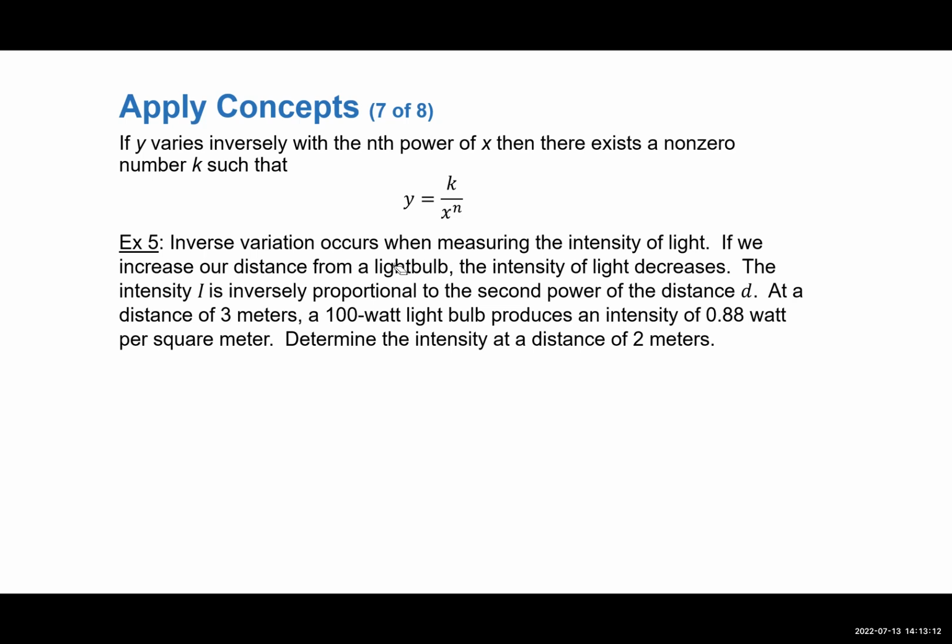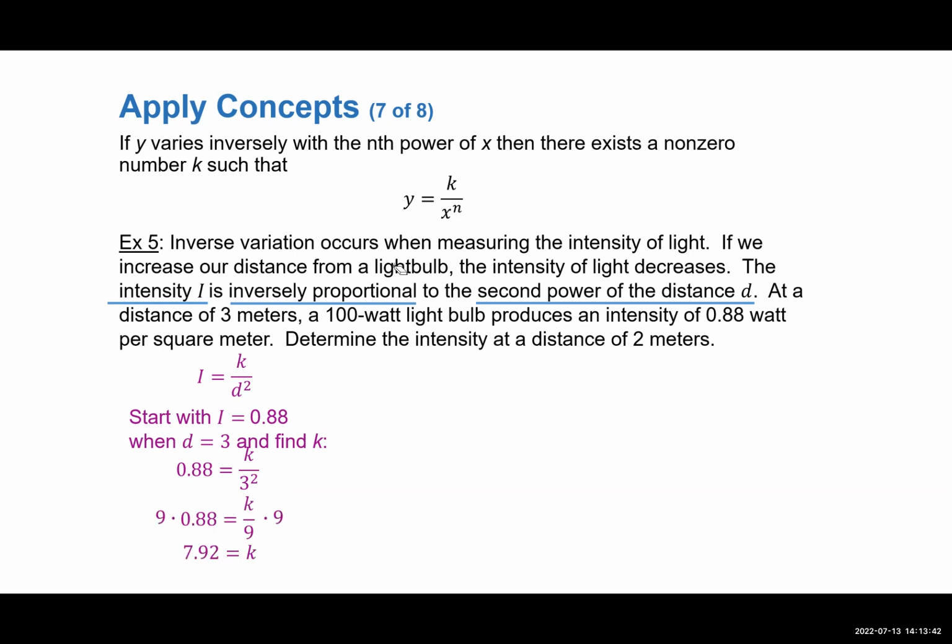All right. At a distance of 3 meters, so d is 3, a 1,000 watt light bulb produces an intensity of 0.88 watts per square meter. So intensity is 0.88 and the distance is d equals 3. We need to find k. So we're going to multiply both sides by 3 squared, which is 9.